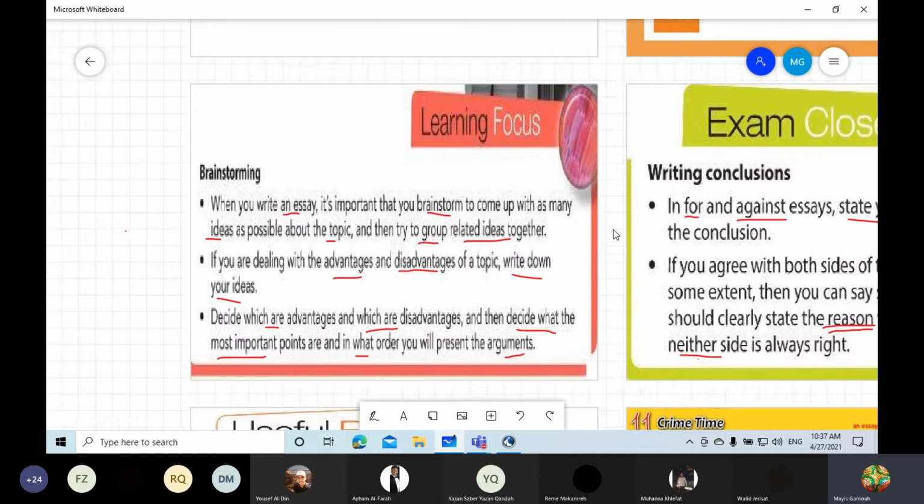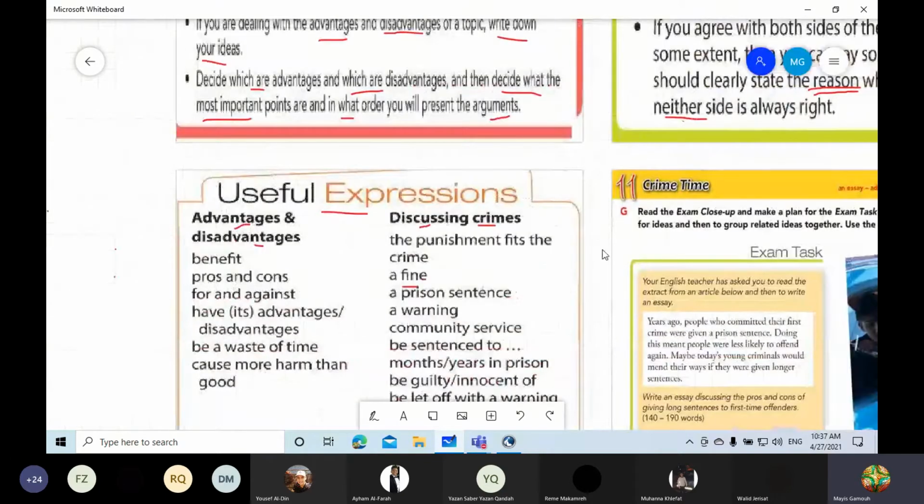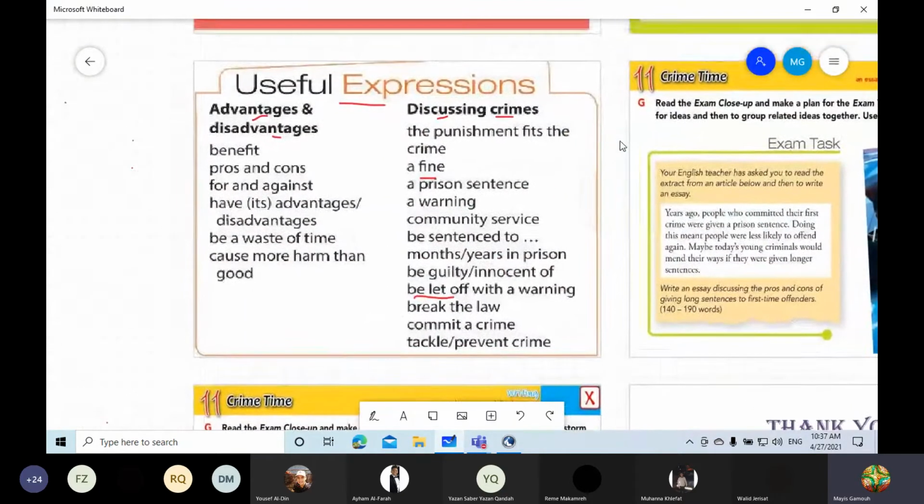We also talked about some useful expressions that we should be using regarding advantages and disadvantages. Some of these expressions are: benefit, pros and cons, for and against, have its advantages, disadvantages, be a waste of time, which is for the disadvantages, cause more harm than, also used for the disadvantages, and good is a synonym for the word advantages.